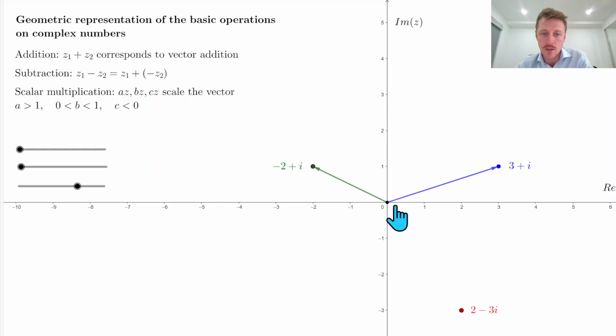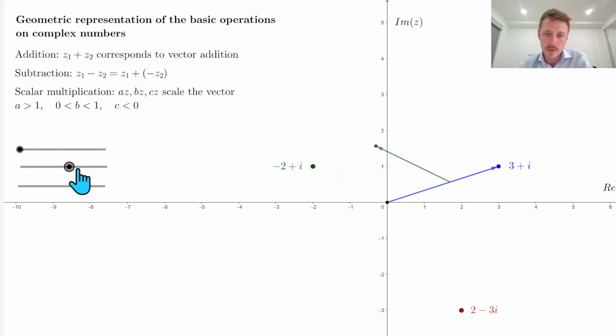Let's imagine we've got these two vectors, same as before, negative 2 plus i and then 3 plus i. We want to add them together. Now, from the introduction to vectors video, we should be aware that if we need to add vectors, we need to take the vector and we need to put the tail of one vector on the tip of the other. So let me show you what that looks like. It's going to look like this.